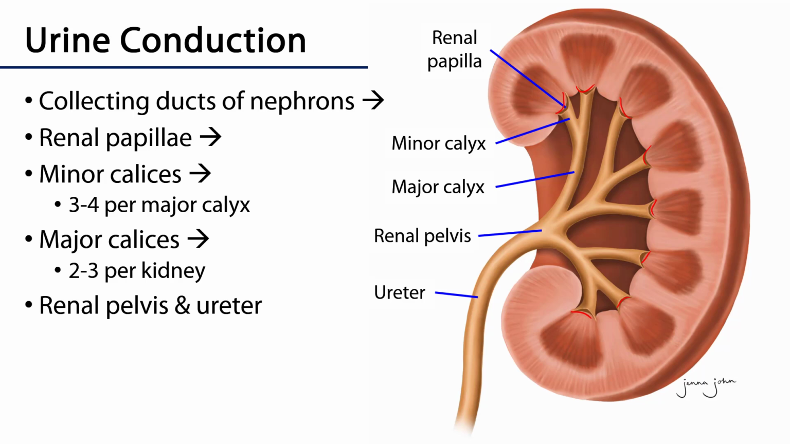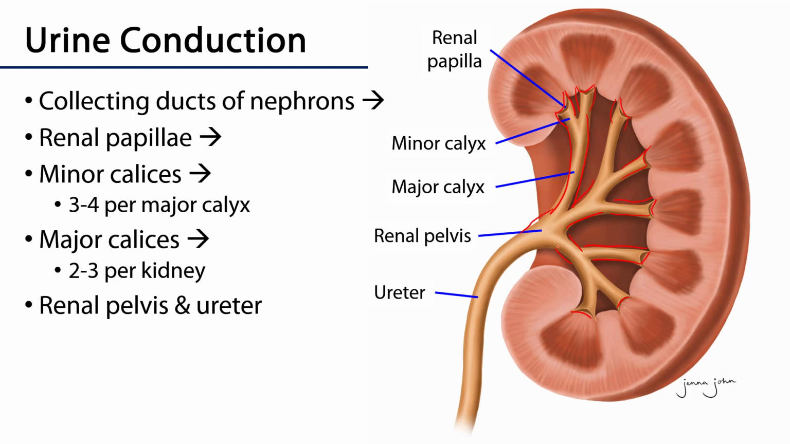That urine is collected by the minor calyces, which cup the renal papillae, and transport the urine to the major calyces. There are approximately 3 to 4 minor calyces per major calyx, and approximately 2 to 3 major calyces per kidney. This proximal portion of the conductive system is all within the renal sinus, so that space that is surrounded by the parenchyma of the kidney.